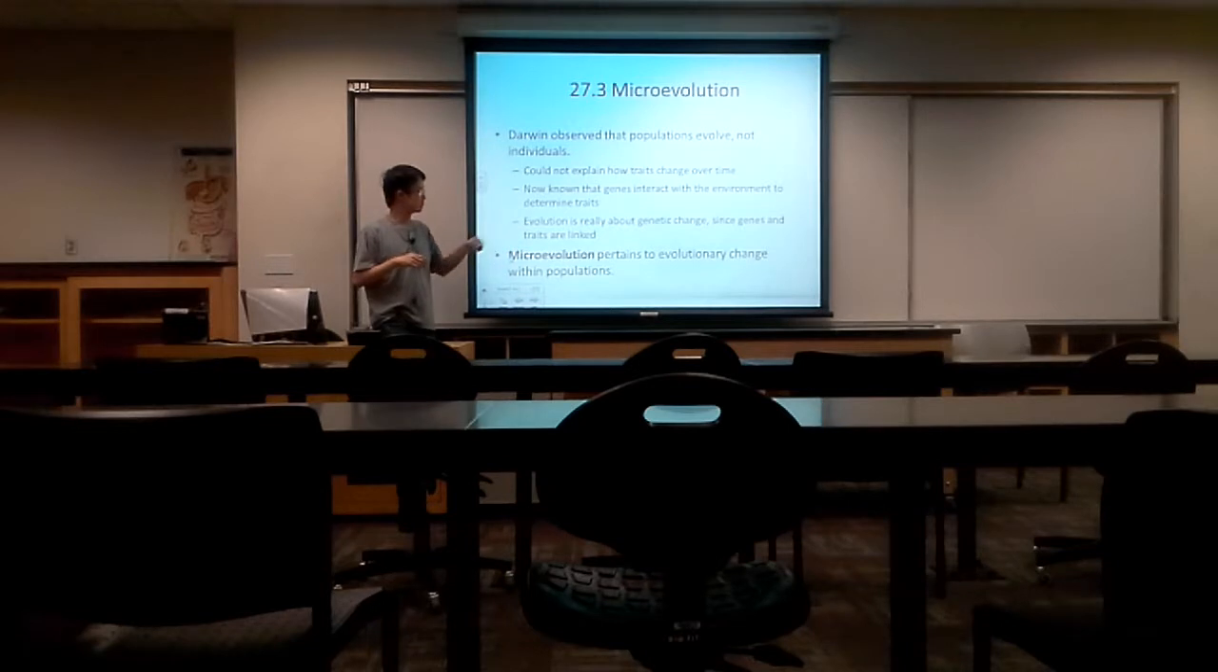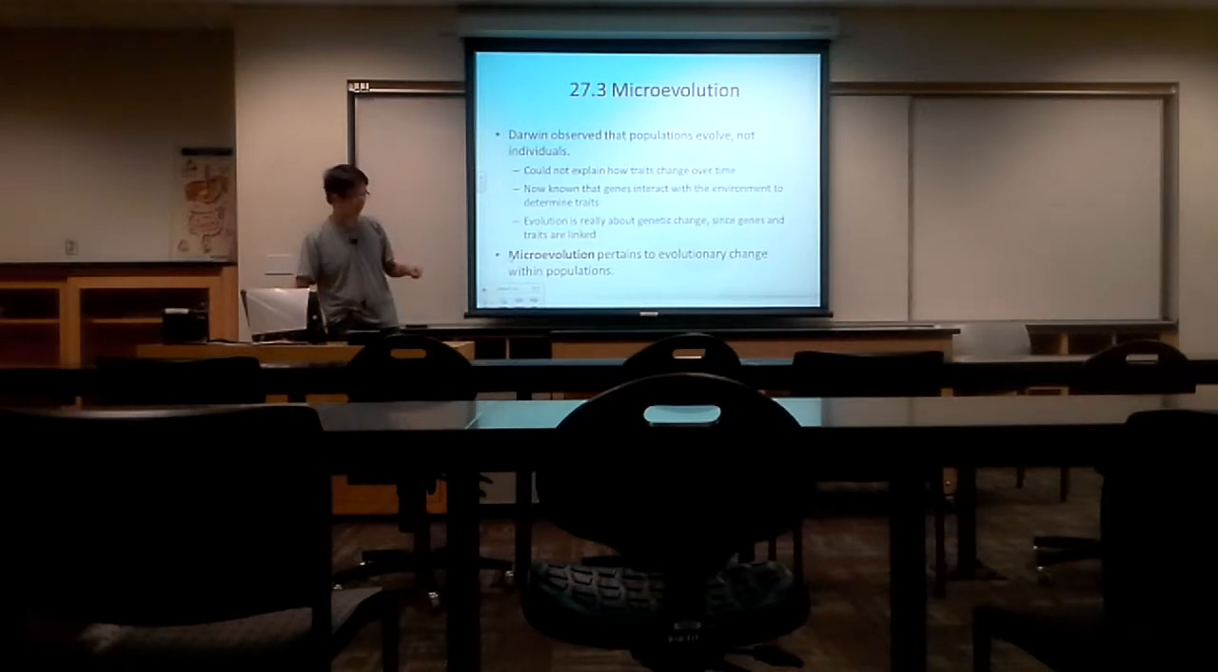The third point is the most important for this slide here. It says that evolution is really about genetic changes. The gene and trait are linked. Of course, the environment can exert an effect on the expression of certain traits. We'll talk about how environment can affect the expression of traits. Now, this is the definition. Microevolution has to do with the evolutionary changes within a population. Again, it is population, not individual.